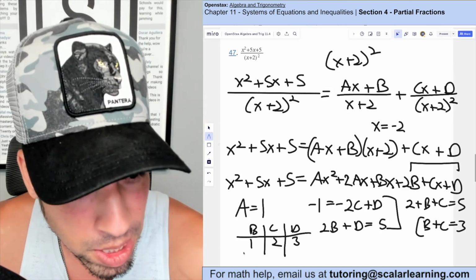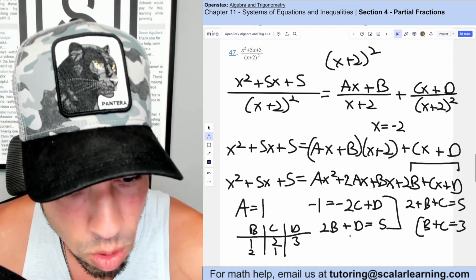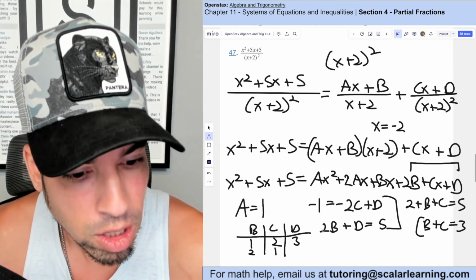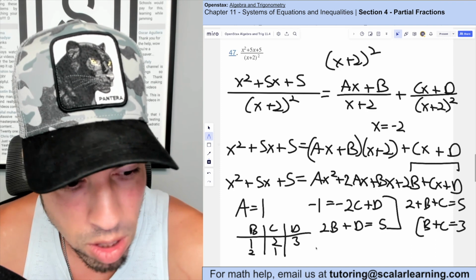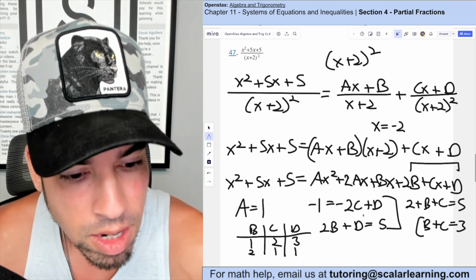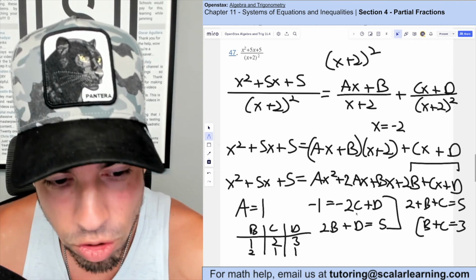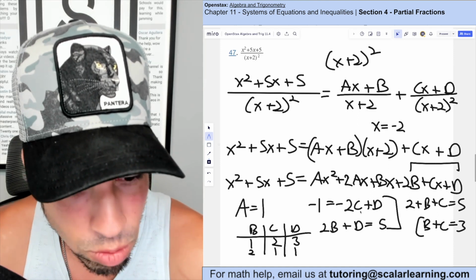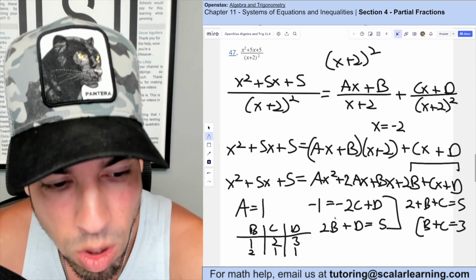Another option could be b is 2, c is 1, okay? And then we come back to this equation. 2 times 2 is 4 plus what is 5? 1. Okay, that's another option. Again, in this case, it works here too. -2 times c, which is 1. -2 plus 1 is -1.